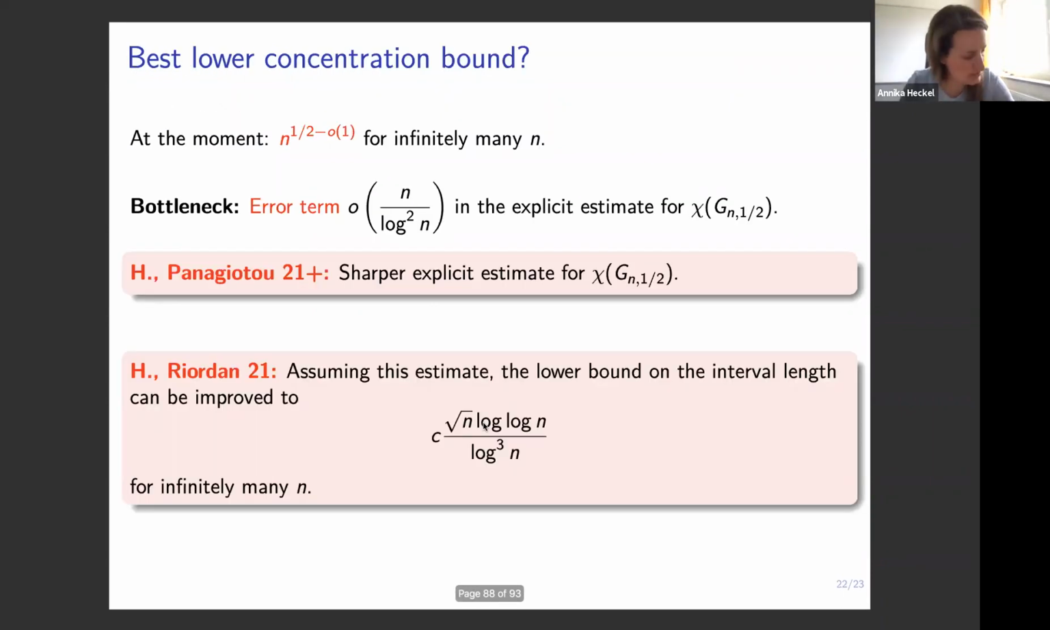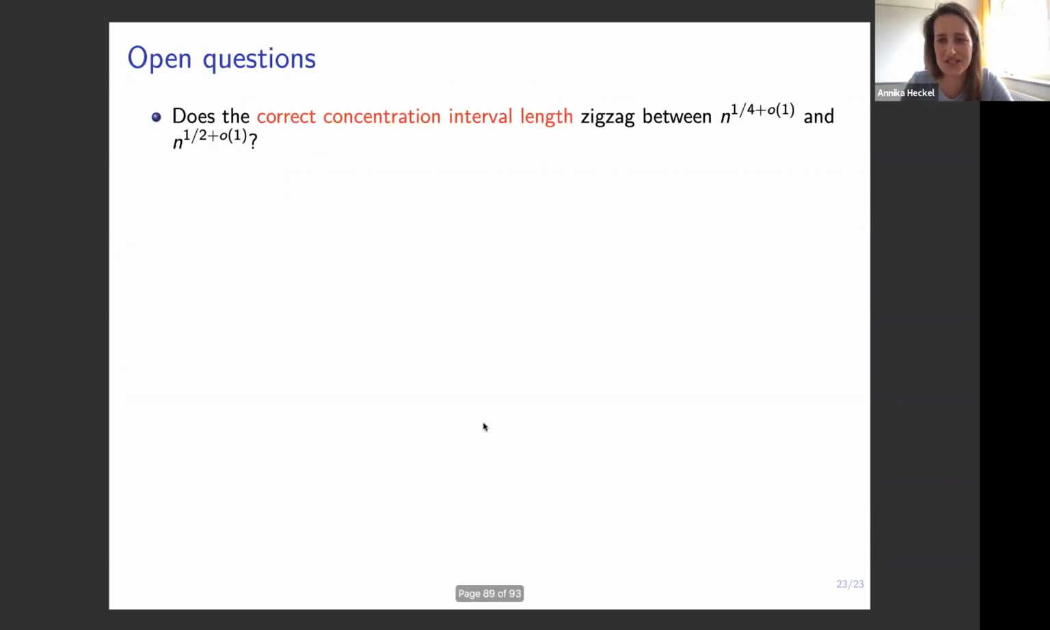I've got plenty of time, but somehow I've already reached the last slide. So let's talk a bit about open questions. The biggest open question, obviously, is, can we verify this zigzag conjecture? Does the correct concentration interval length zigzag between n to the 1/4 times some log factors and n to the 1/2?